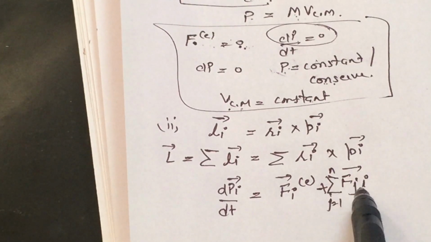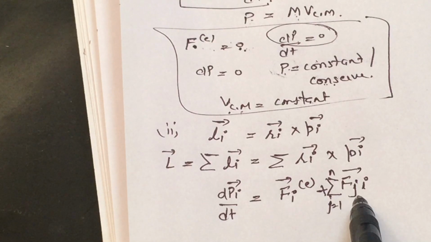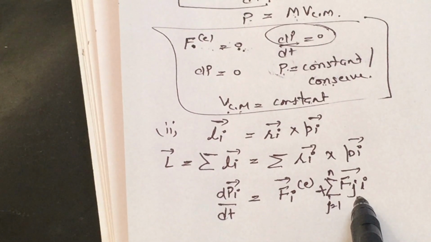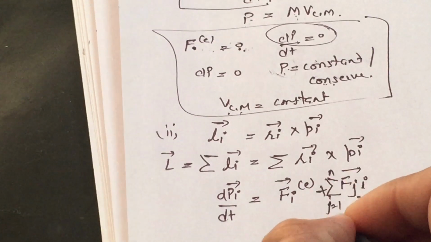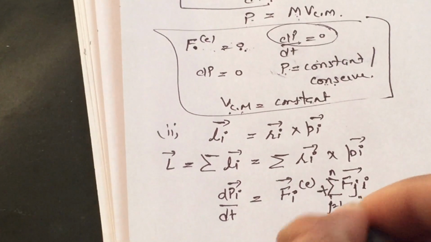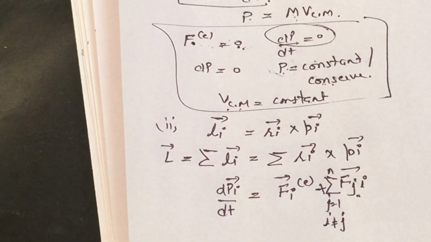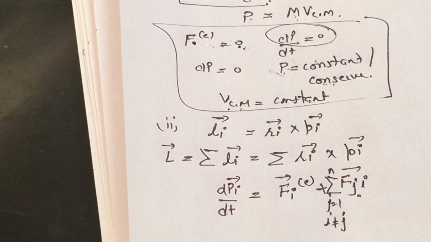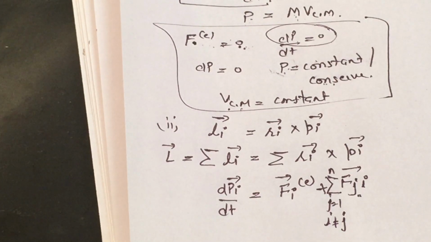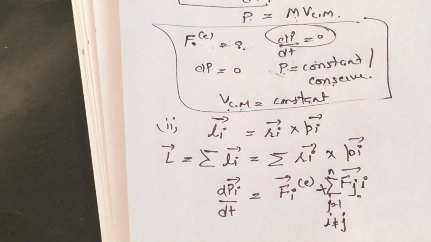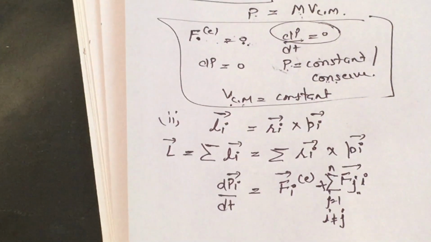If we expand this summation, we will get f1i, f2i, f3i, f4i, but we are taking here the condition that i is not equal to j. It means we are representing all the total internal forces by all the particles on the ith particle. Now, if we take the cross product of this very equation with Ri, then what will we get?